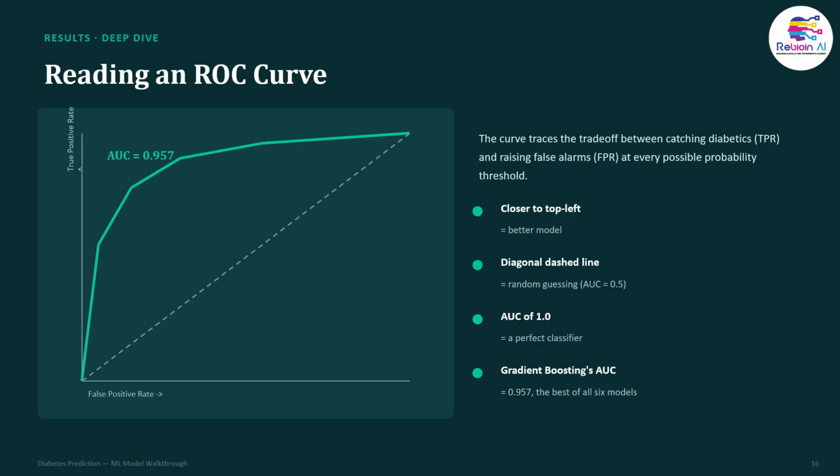The closer a curve hugs the top left corner, the better the model is. Yes, the diagonal dashed line represents pure random guessing, an AUC of 0.5. A perfect classifier would score an AUC of 1. Our best model, gradient boosting, scores 0.957. That is very close to that ceiling. Yes?